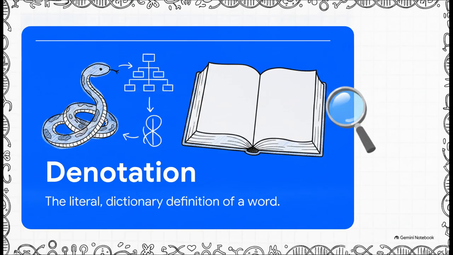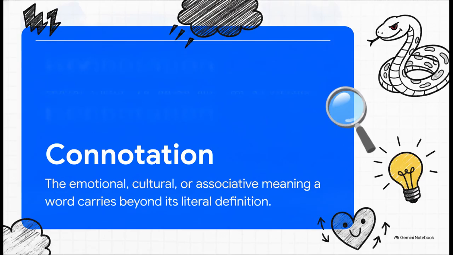For example, if we look at the word snake, the denotative meaning is just a long, legless reptile. That's it, a biological fact. But here's where things get super interesting. Connotation is the emotional, cultural, or associative meaning a word carries beyond that literal definition. Think of it as the emotional baggage, or the specific vibe a word brings to the table.